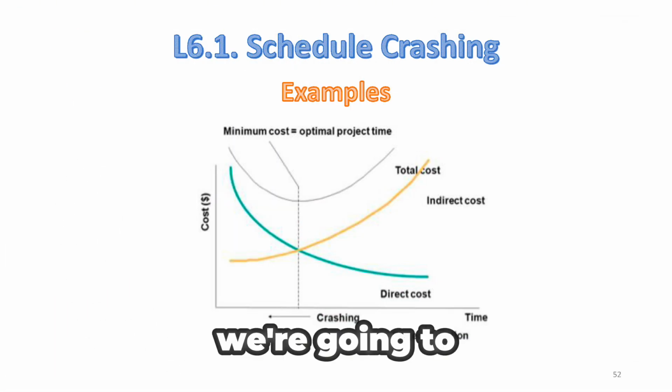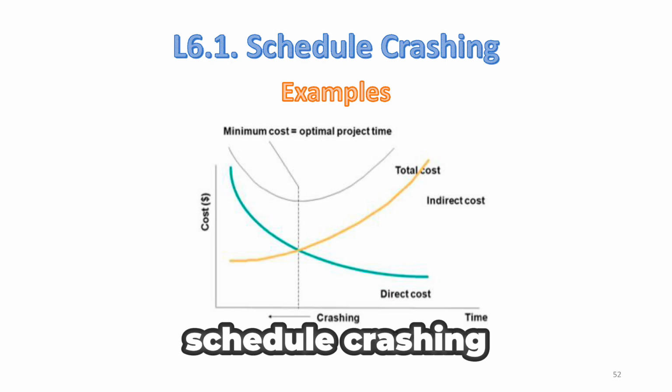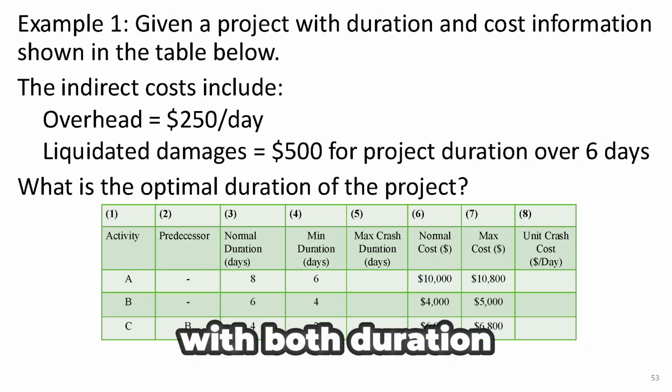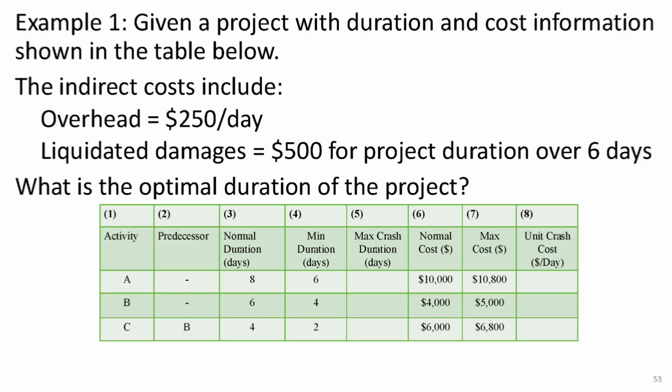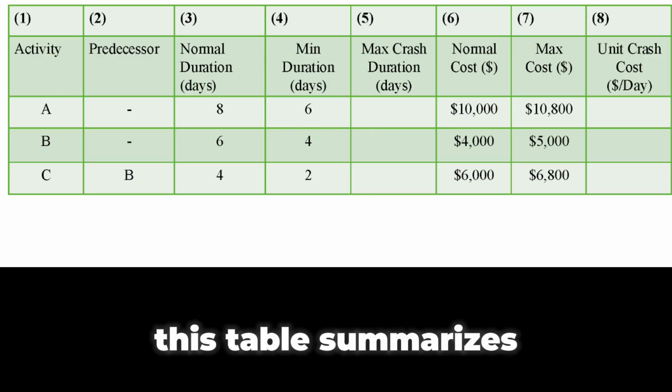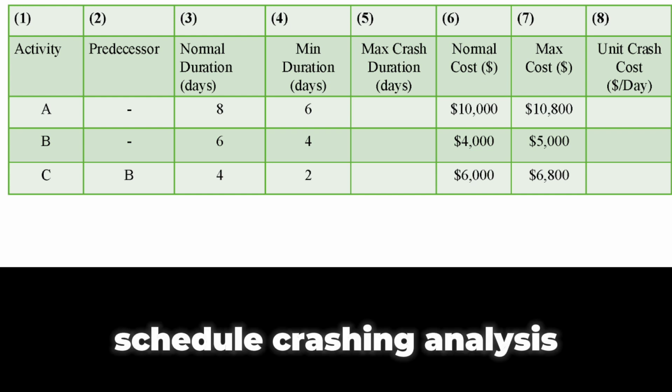In this video, we're going to walk through a few examples of schedule crashing. First, let's go through example 1 together. We are given a project with both duration and cost information for its activities. Now, let's take a closer look at the table provided in this example. This table summarizes the essential information we need for schedule crashing analysis.